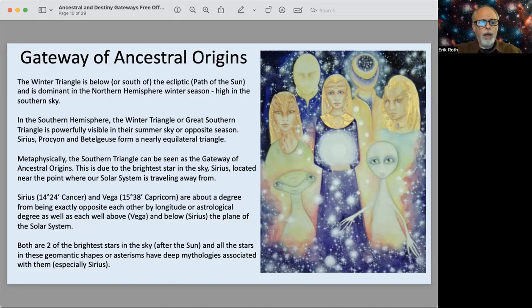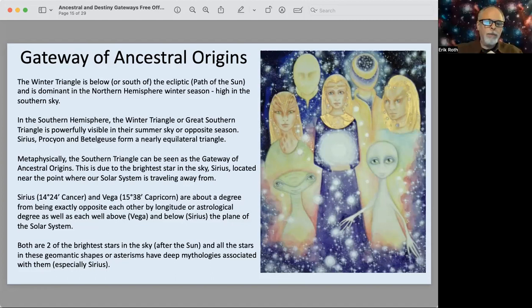So they're two of the brightest stars in the sky, after the sun, of course. And all of the stars in these geometric shapes and asterisms have deep mythologies associated with them. The word asterism is essentially groups of stars that form shapes from what we see here from Earth. And they tend to be separate from the constellations.